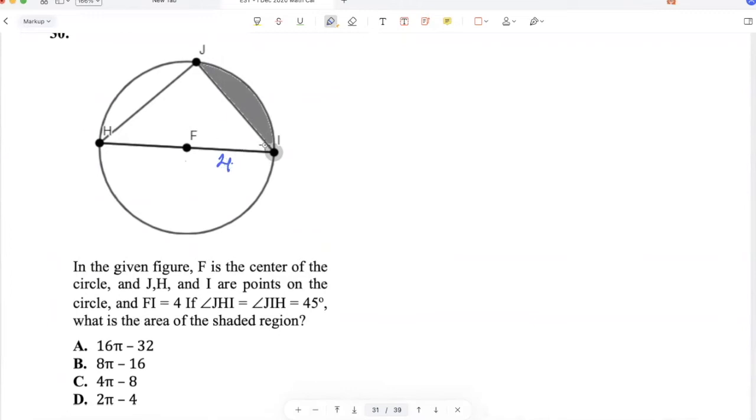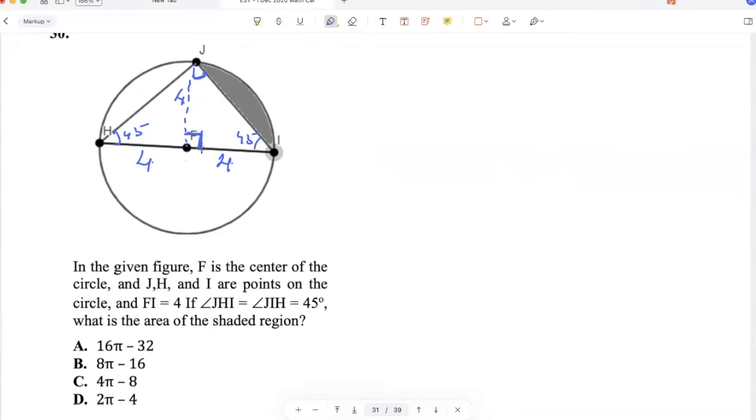Angles JHI and JIH are 45. So this is 45 and this is 45 degrees. What is the area of the shaded region? This is 4, this is 4, and this is 4, right? They are each the radius of the circle. And if this is 45, this also has to be 45 because these two sides are equal, so the angles will be equal. So that means that this is 90.